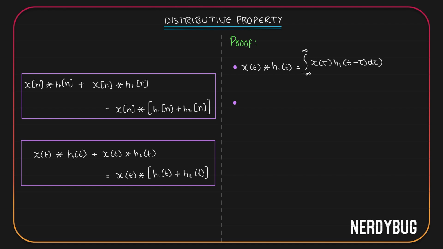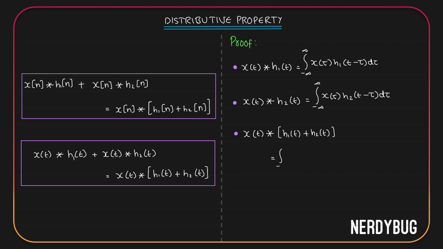Similarly, for the second system, the output will be the convolution of x(t) with its impulse response, that is h2(t). And this will be the integral from minus infinity to infinity of x(τ) h2(t minus τ) dτ. Now let us see what will be the output of the combined system. We'll have to take the convolution of x(t) with h1(t) plus h2(t).